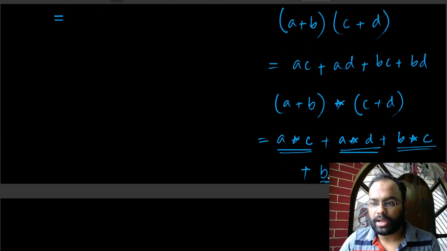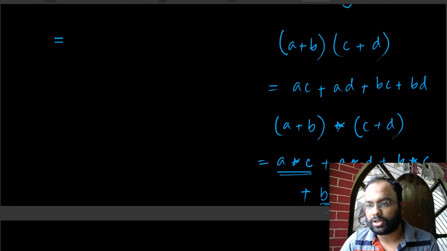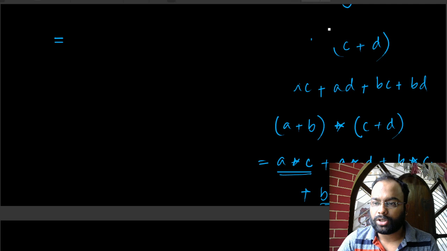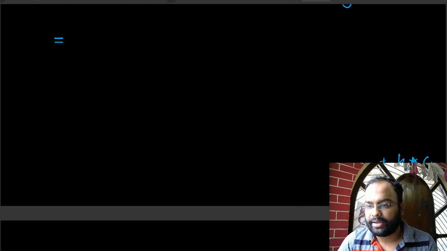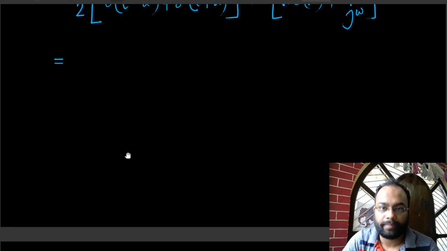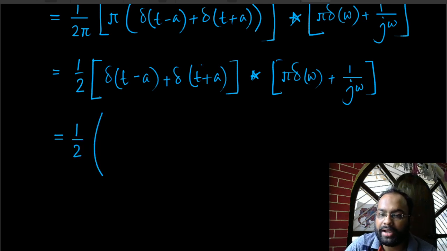So I think this is understandable. Just like multiplication, it is distributive. This is called the distributive property. With that said, let's proceed and distribute the convolution here. We have a half, let's keep the half, and we are convolving this with this.